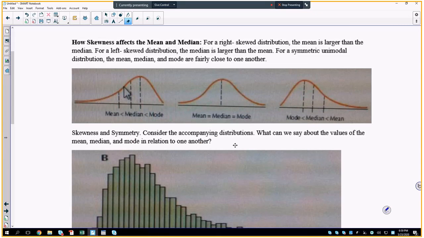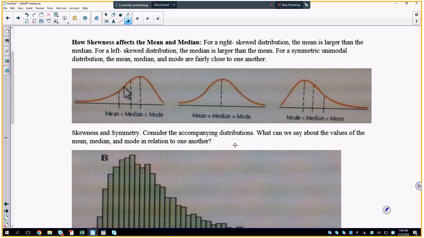So let's talk about how skewness affects the mean and the median. We already know the definition of a symmetric distribution, a left skewed and a right skewed distribution. And we know that if a distribution is skewed, the median is going to be a better measure of center, whereas if the distribution is symmetric, we should probably choose the mean as the measure of center. So we have three pictures here that will help us to nicely remember how this works.